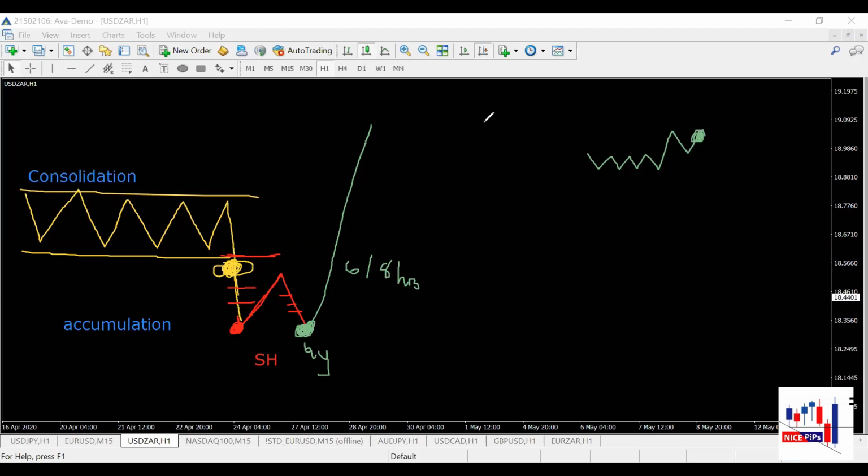Do we understand the concept? Do we understand how the daily pattern looks like? Do we understand it? Cool.